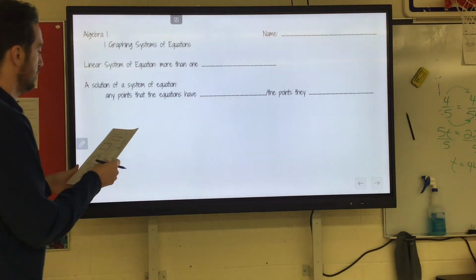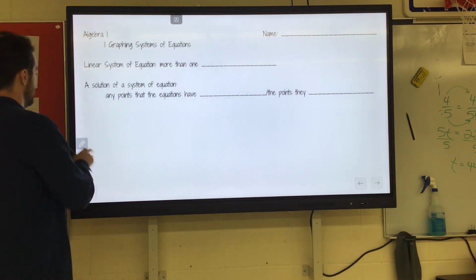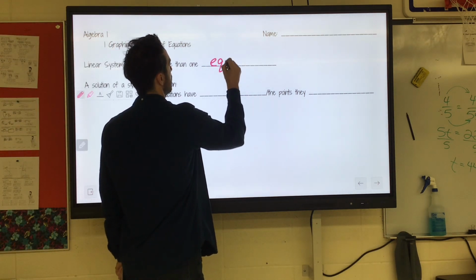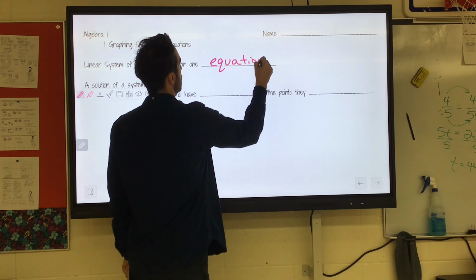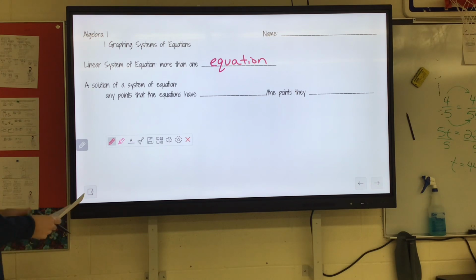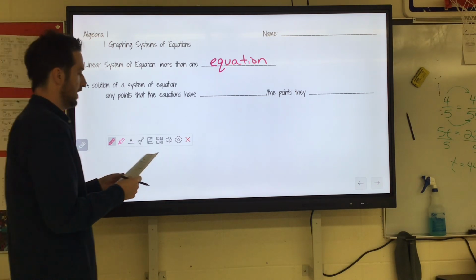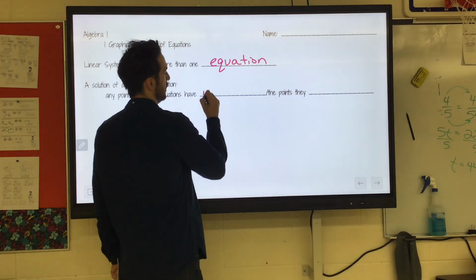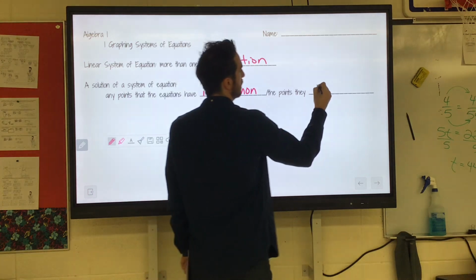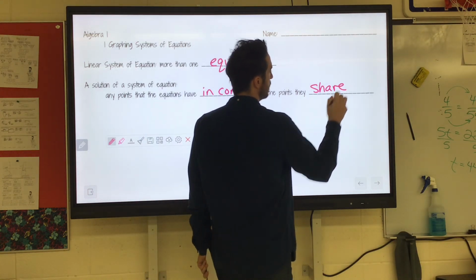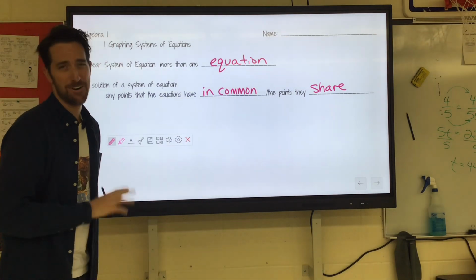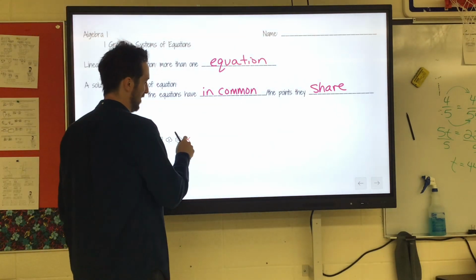So, a linear system of equations has more than one equation. The solution of a system of equations is any points that the equations have in common, or points that they share. So it's where they intersect, where they cross each other. It's very fun. Oh man, you're in for a real treat here.